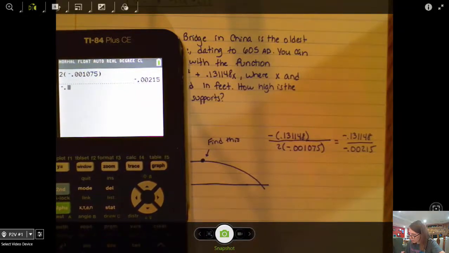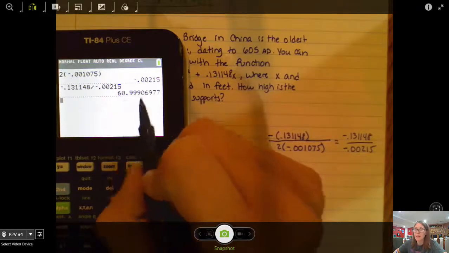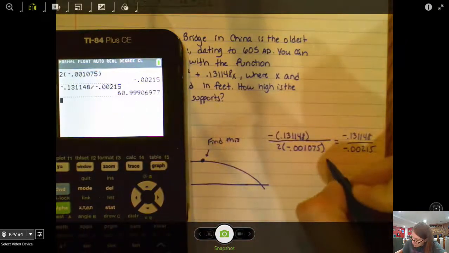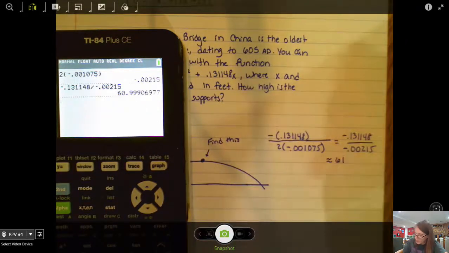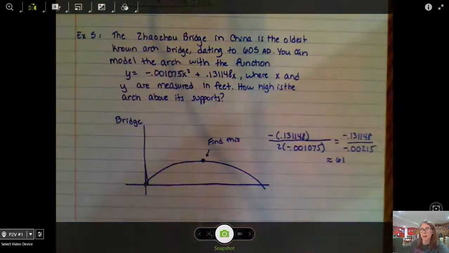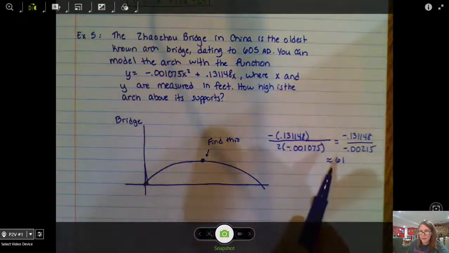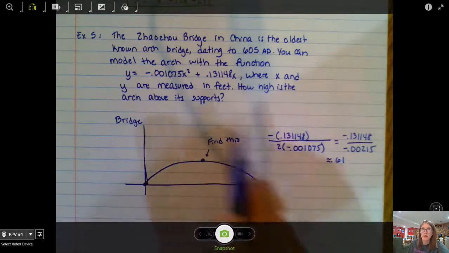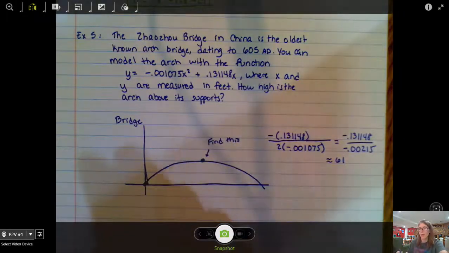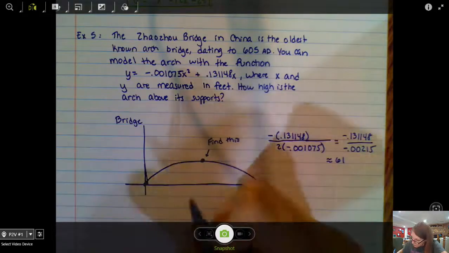Now divide these: negative 0.131148 divided by negative 0.00215. And if I round this, I get 61. So about 61 is the x-coordinate of my vertex. Take the 61 and plug it into my function to figure out the y value.